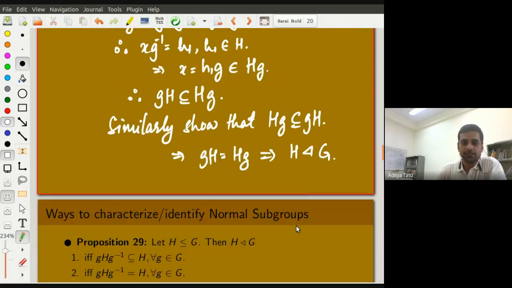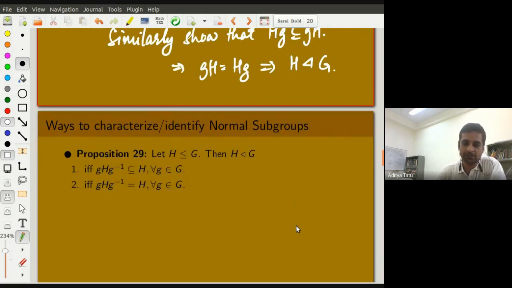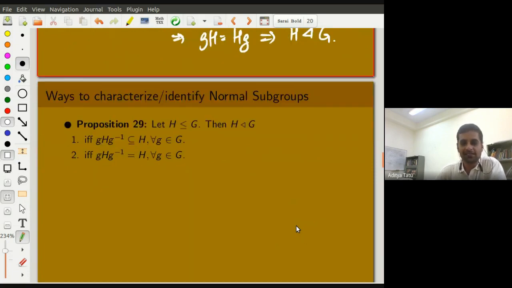So that's the first way to figure out when we have a normal subgroup. The next way is basically the same thing. It says that GHG inverse is not only a subset of H, but it is exactly equal to H for all group elements. Is that all right?